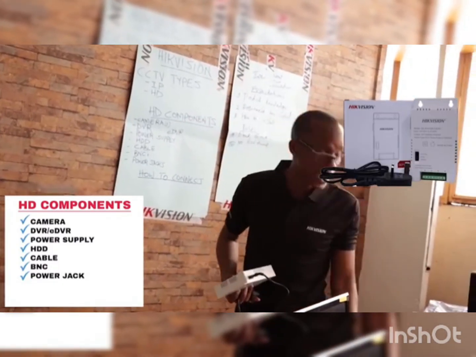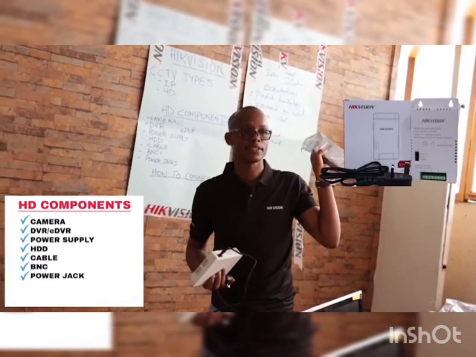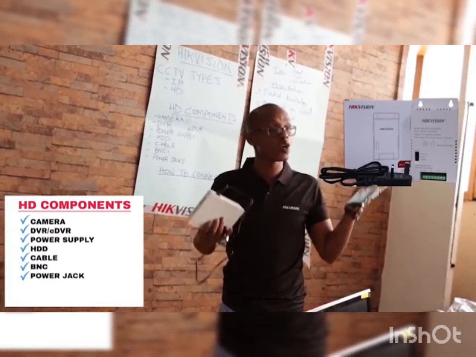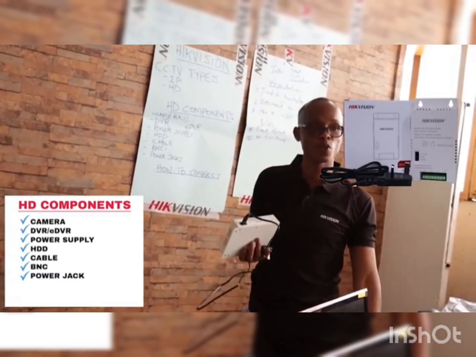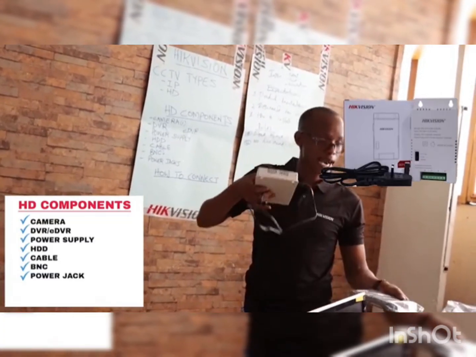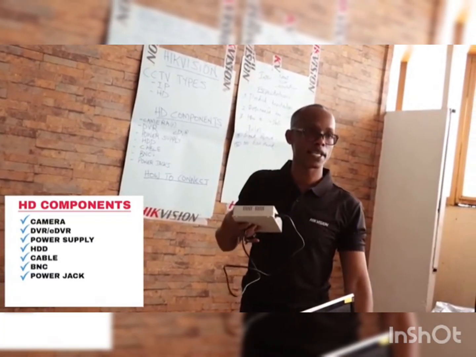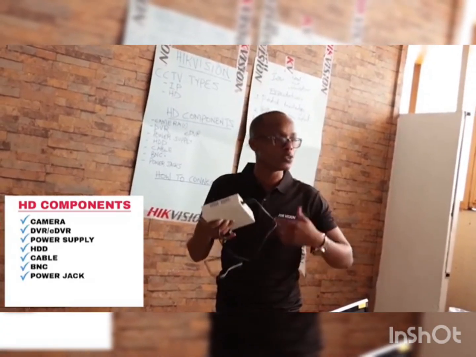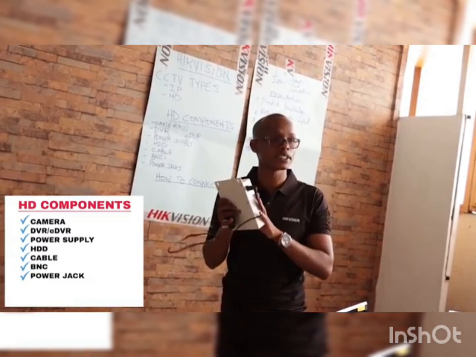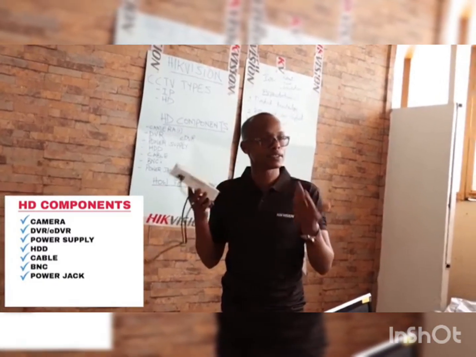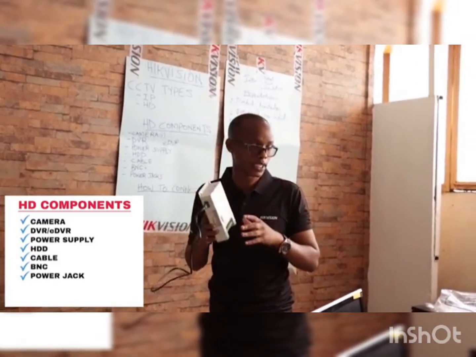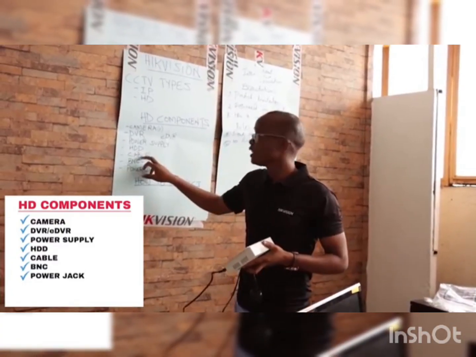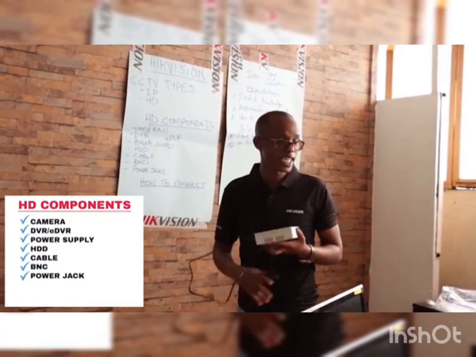We have talked about the HDD, hard disk. There are 2 types of hard disk. There's the normal hard disk for the computer, which sometimes people use. But there are special hard disks called surveillance hard disks, which know what to do when they are full. It is made for surveillance. CCTV, another term is surveillance. You are surveying. So the next item you require to install CCTV is a cable.